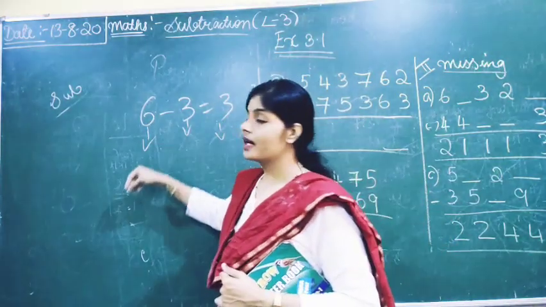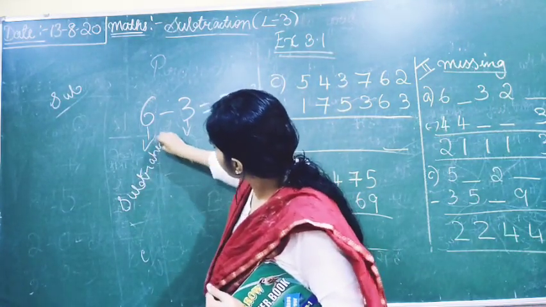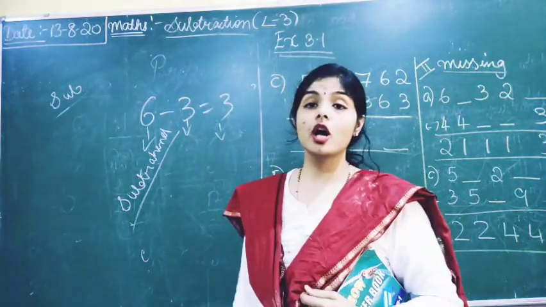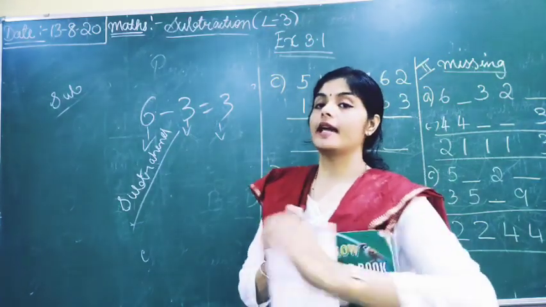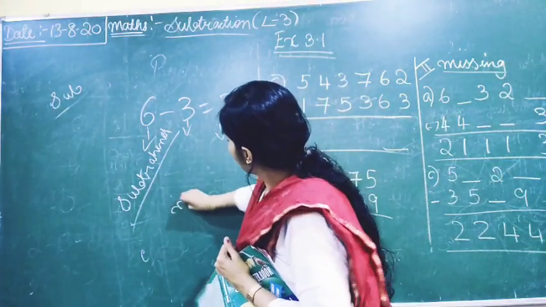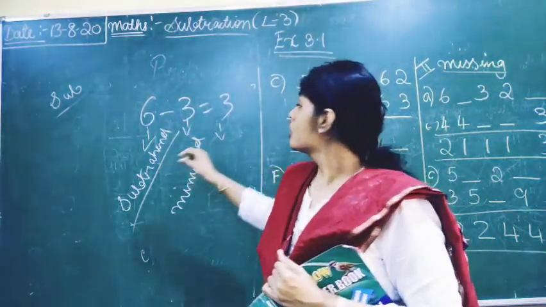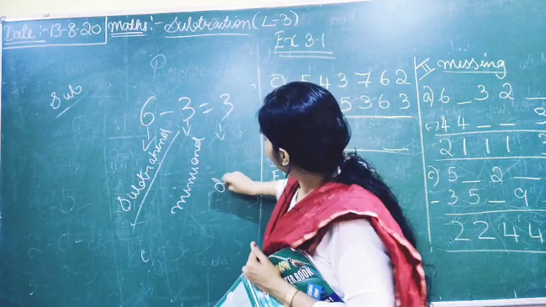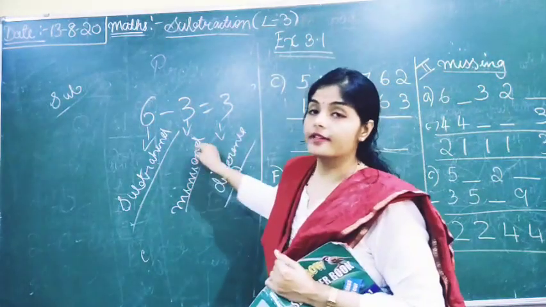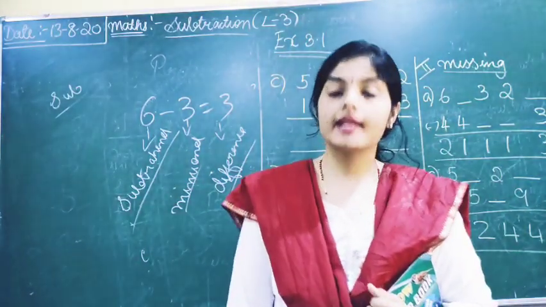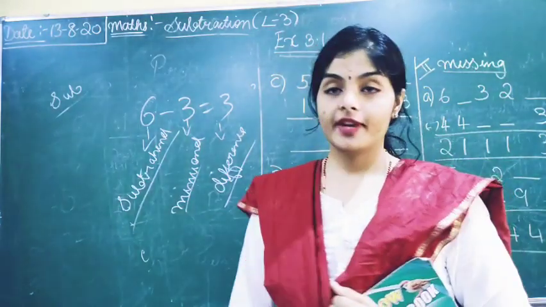The first number is called your subtrahend. Got it? The first number is called your subtrahend. Your second number is called your minuend. Got it? Your third number is called your difference. Got it, children? The first number is called your subtrahend. Your second number is called your minuend. And your third number is called your difference.